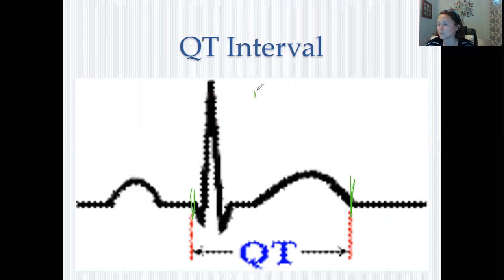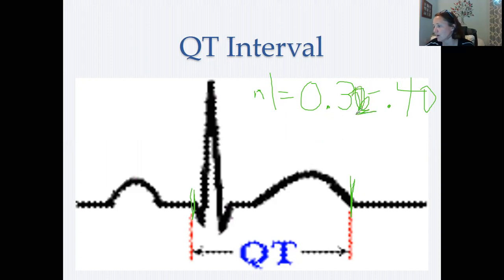Normal for a QT interval is usually around 0.32 to 0.40. About 8 to 10 small blocks is normal for that.